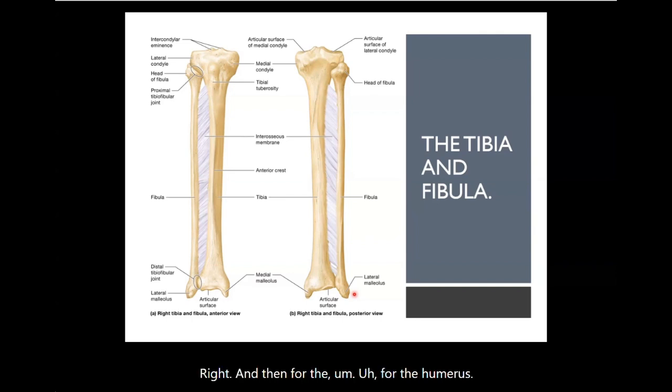And then for the ulna and the radius, it's called the styloid process, okay? Medial styloid process and lateral styloid process, okay? Here, this is lateral malleolus and medial malleolus, okay?